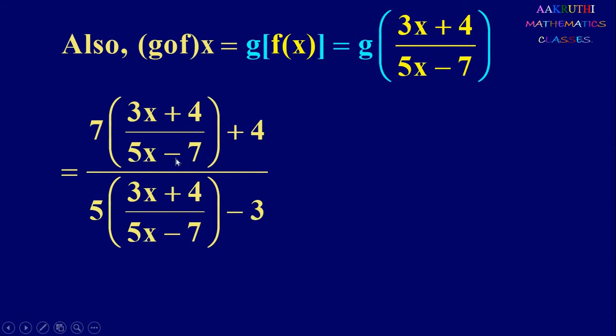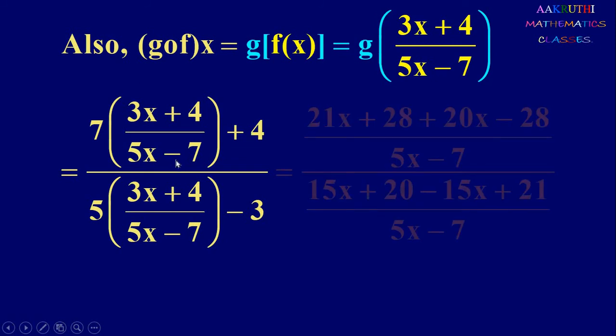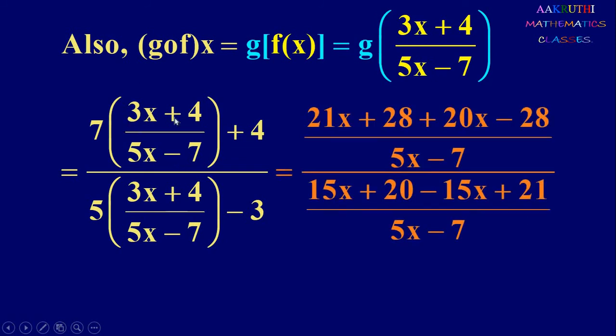Now here also we take LCM. LCM is 5x minus 7. When we multiply this, we get 21x plus 28, and here also we have to multiply this, it is plus 20x minus 28, divided by, here also LCM is 5x minus 7, and multiply this, 5 3s are 15x, 5 4s are 20, here we have to multiply this, minus 3 into 5x is minus 15x, minus into minus is plus 21. And here 5x minus 7 cancel, and here 28 cancel, and here minus 15x plus 15x cancel, remaining is 41x divided by 41, and 41 cancel, we get x.